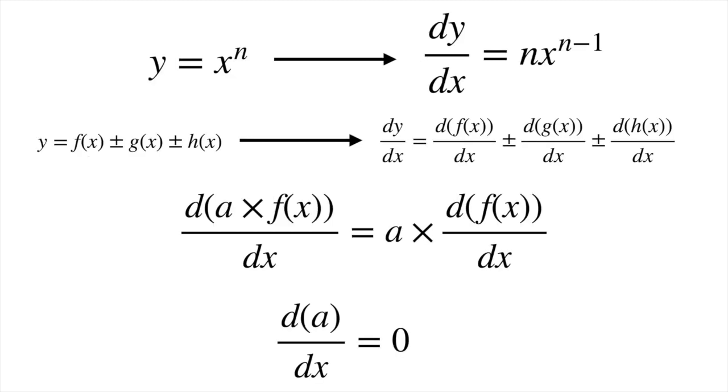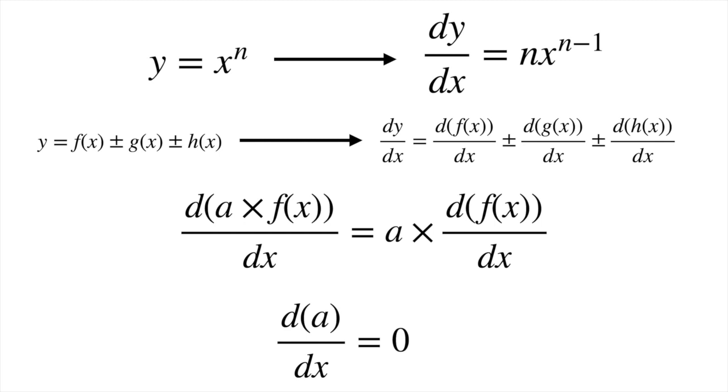Firstly, we have the power rule, which states that if we have a function y is equal to x to the power n, where n is a constant, the derivative of y is equal to n times x to the power n minus 1. The second rule that we need to remember is that if we have a particular function y, which is obtained by the addition or subtraction of more than one function, the derivative of y will be the derivatives of those individual functions added or subtracted as well.